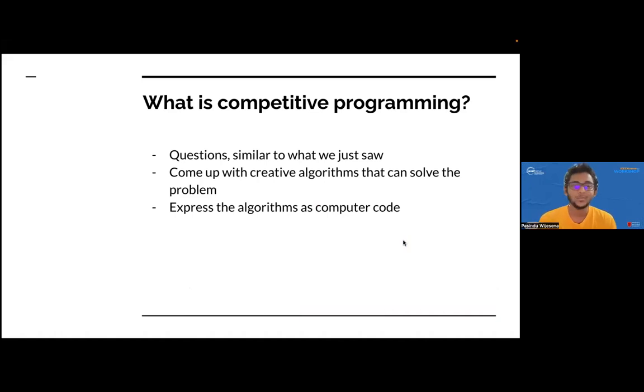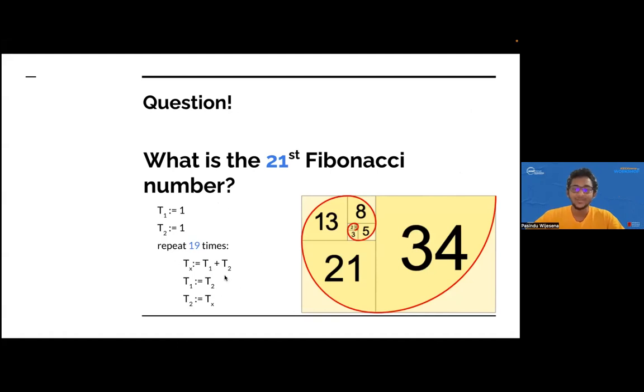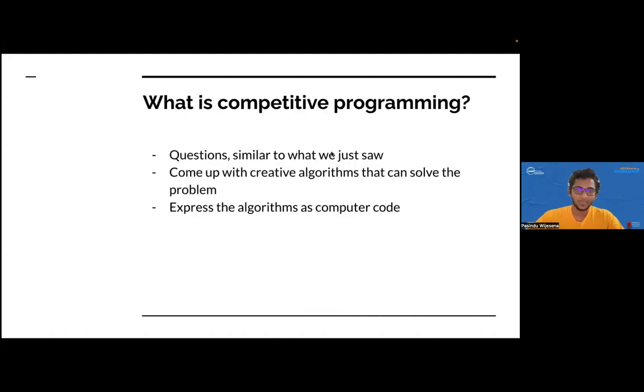So what is competitive programming? It's a sport for computer programmers where we get questions similar to what we just saw. The questions could be easier than what we saw. They could be harder than what we saw, but in a competitive setting, we are going to get questions just like the one we saw. And so the competitors here have to come up with creative algorithms that can solve the problem. So in this case, we came up with this algorithm, which allows us to compute the nth Fibonacci number, right?